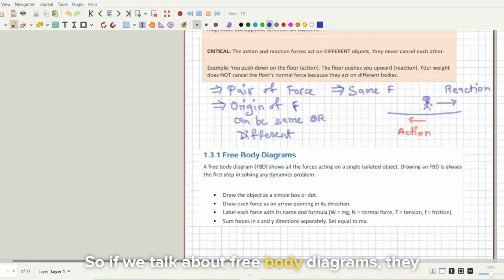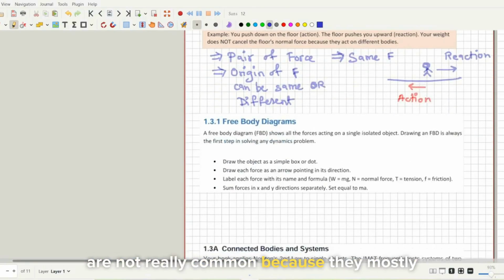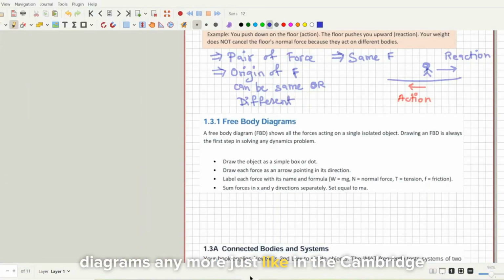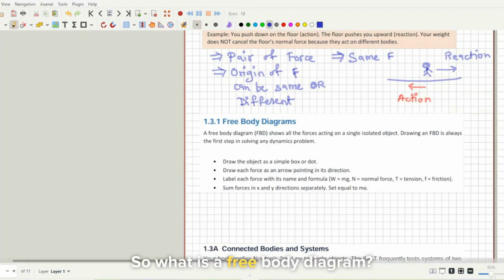If we talk about free body diagrams, they are not really common because they mostly involve diagrams, and IMAT is not having diagrams anymore, just like in the Cambridge era. After 2023, diagram questions in physics have been negligible. There has been no diagram question in physics, so we will still discuss free body diagrams. So what is a free body diagram?